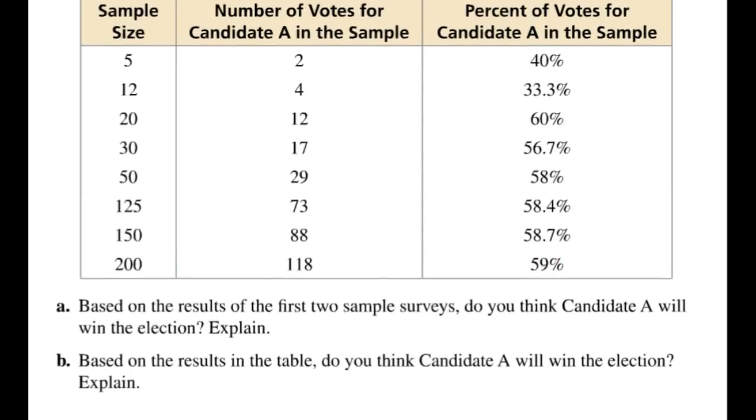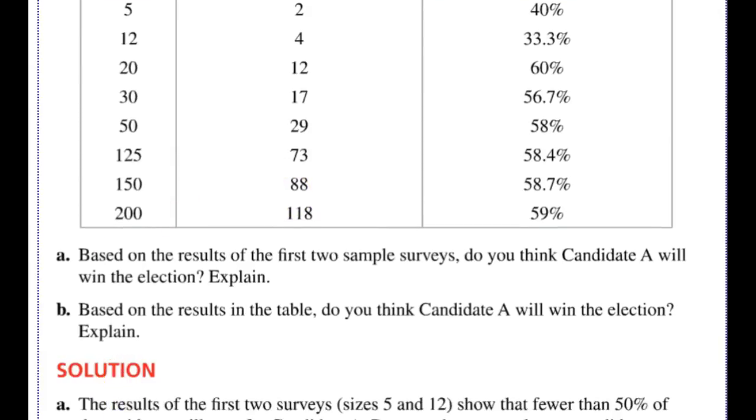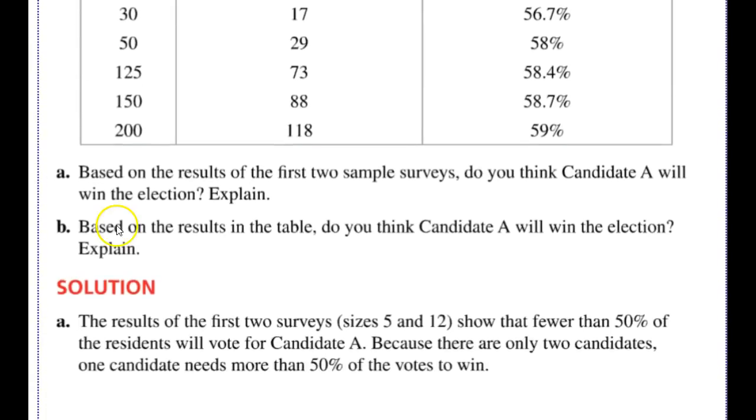So now here comes our questions. Based on the results of the first 2 sample surveys, do you think candidate A will win the election? Explain. So of my first 2 sample surveys, I didn't have very large groups, and I did not have very positive results for this survey. So fewer than 50% of my residents of those first 2 would vote for candidate A. So I would say that no, I don't think that A is going to win the election. So now let's look at part B. Based on the results of the entire table, do you think candidate A will win the election? And explain that.